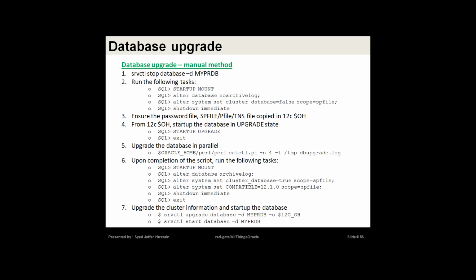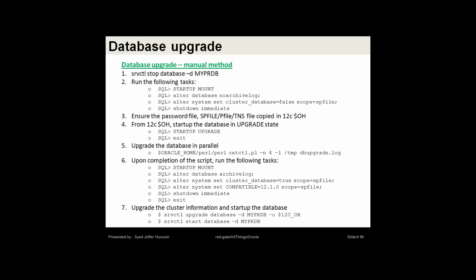This minus n represents the parallelism. For example, if you have 6 CPUs on the server and you want to utilize 4 CPUs so that your upgrade process will be faster. And then temp upgrade db upgrade.log is a log file where this information will be written. So your catupgrade will basically run in parallel to speed things up. Once this script successfully completes, the next step is to mount your database from the 12c home.